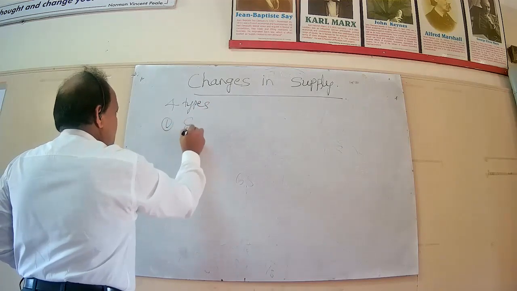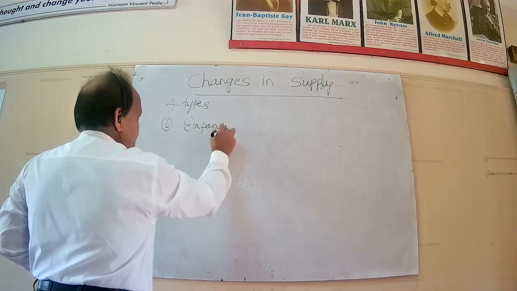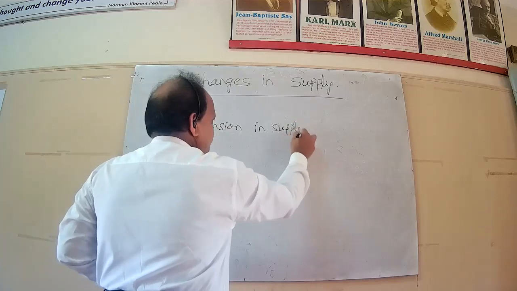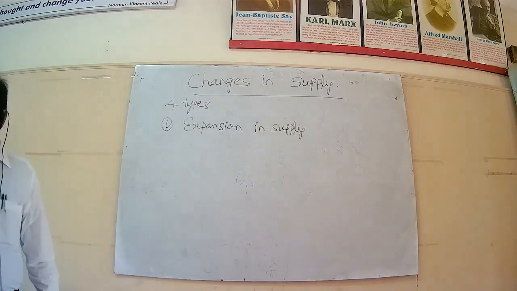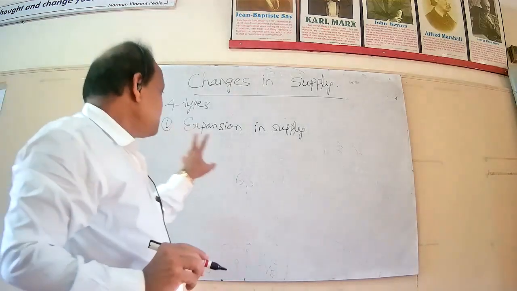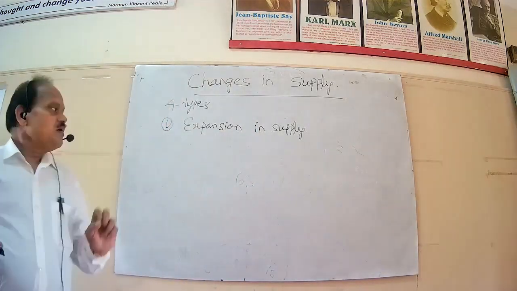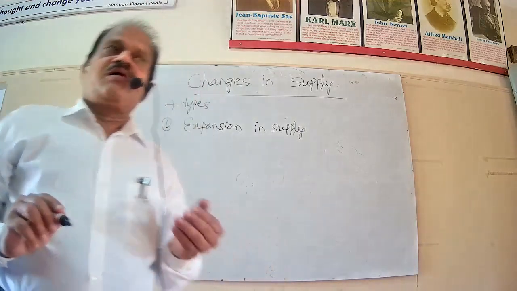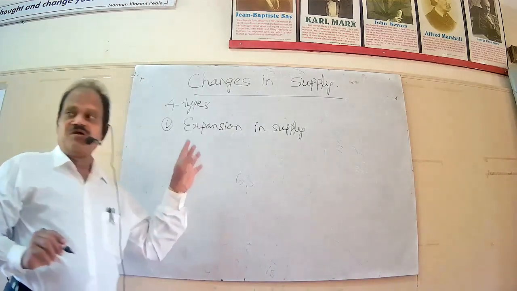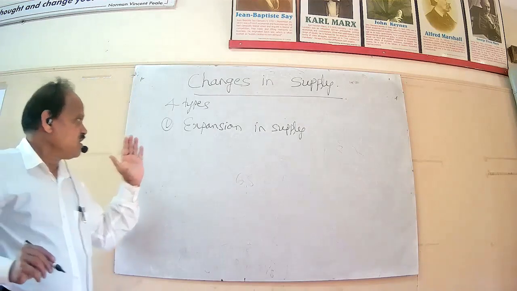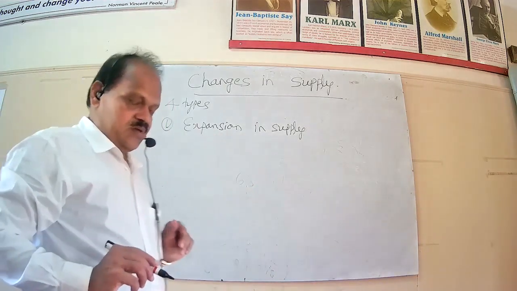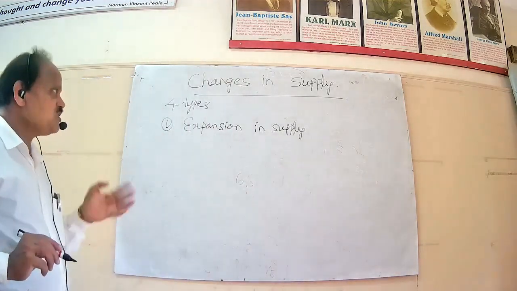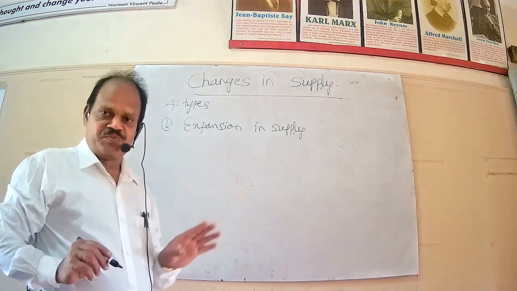Number one, expansion in supply, or this is also known as the extension in supply. What do you mean by expansion in supply? If more quantity is supplied at a higher price when other things being equal, it is known as expansion in supply. So price is the major factor determining supply here, and all other things influencing supply would remain the same.